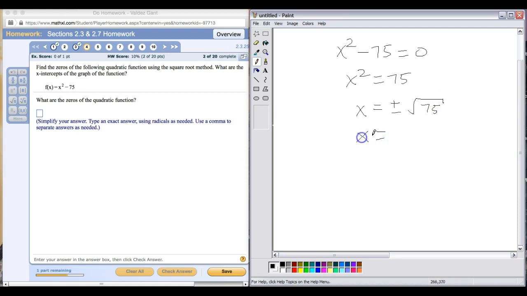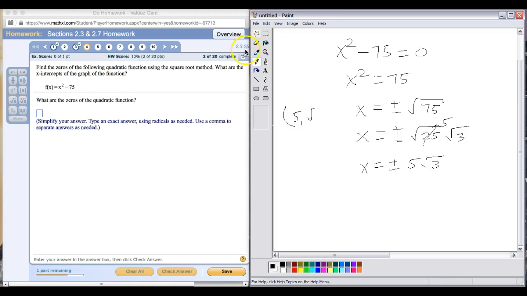Now, square root of 75 can be reduced. We know that 75 is the same thing as 25 times 3. So this would be the same as square root of 25 times square root of 3. And so square root of 25 is equal to 5. And so what we end up with is x is equal to plus or minus 5 times square root of 3.